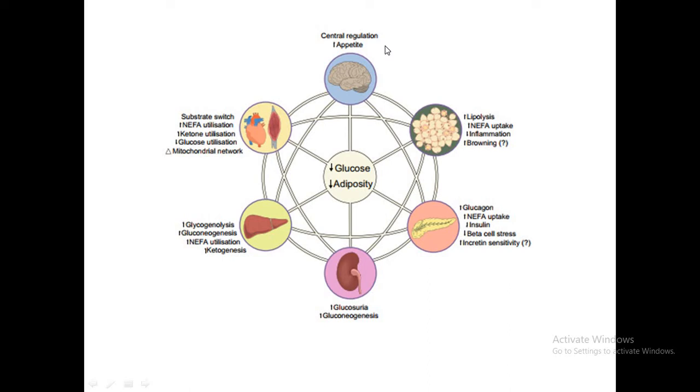Central regulation, it may increase the appetite. In the pancreas, it increases the glucagon output, it increases NEFA uptake, it decreases insulin, and hence it decreases beta cell stress. In the adipose tissue, it increases lipolysis, NEFA uptake, and decreases inflammation. So it decreases adiposity in general.